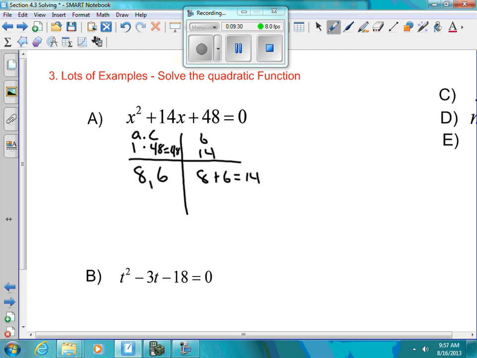Obviously, you may have come up with more combinations. If you started with 1 and 48, a lot of people just say 48 divided by 1, 48 divided by 2 in their calculator. They try to find the combinations that way because they're not going to do the multiplication in their head. That's fine.